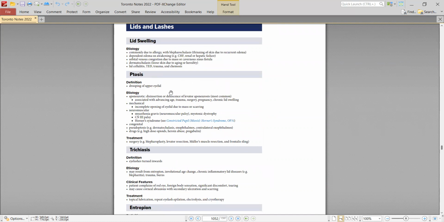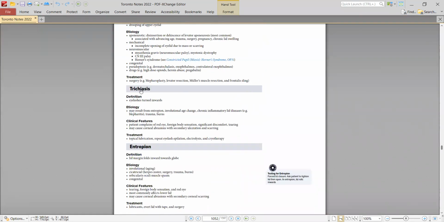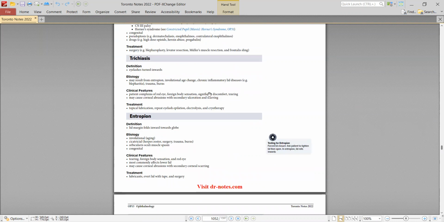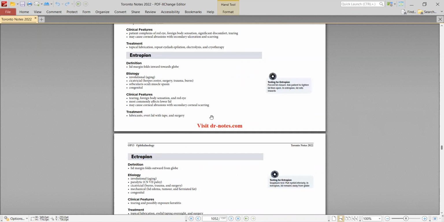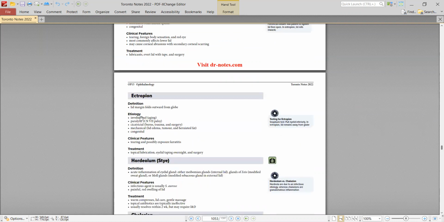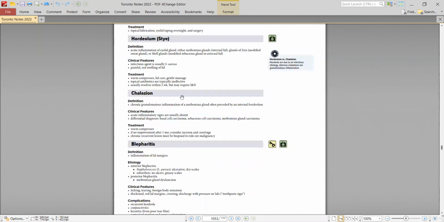Ptosis is drooping of the upper lid. We can see this ptosis in Bell's palsy. Trichiasis means eyelashes turn inwards and irritate the cornea. So this will lead to corneal inflammation. Entropion, the lid margin is turned inwards. Ectropion, the lid margin is folded outward.